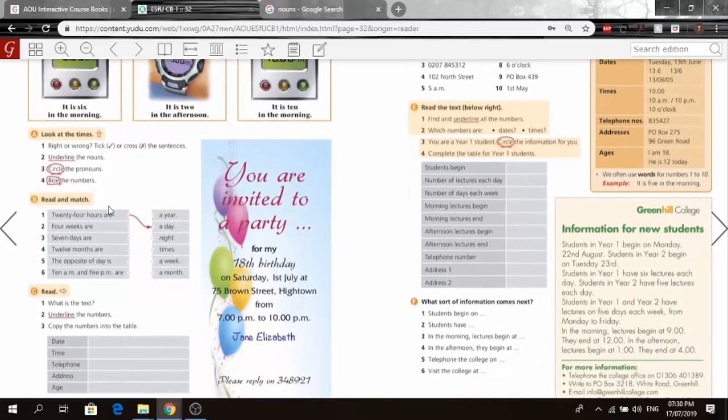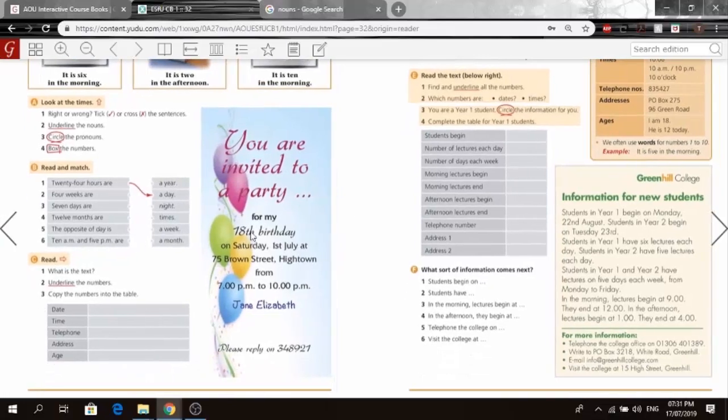So you guys remember when I showed you that slide? So exercise B here, read and match. 24 hours are a day. I just showed you guys this a couple minutes ago if you go back. 4 weeks are obviously a month. 7 days are a week. 12 months are a year. The opposite of day is night. 10 a.m. and 5 p.m. are times, okay? So let's read this invitation here.